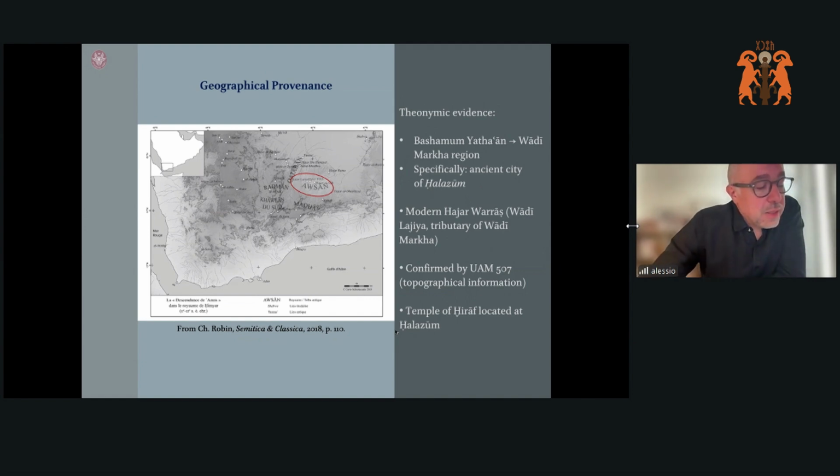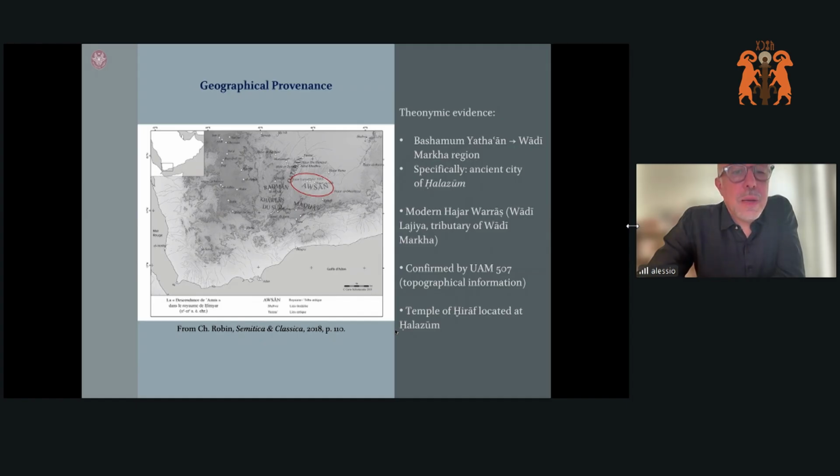This geographical identification finds strong corroboration in Aden Museum text 507, which supplies more explicit topographical information. The present dedicatory inscription was erected at the temple of Hiraf, which further suggests that the original location of the text should have been at Halazum. Thus, despite the paucity of internal historical and prosopographical data, the Celtic context enables a reasonably secure attribution of the text to this specific site in the Wadi Marka system.